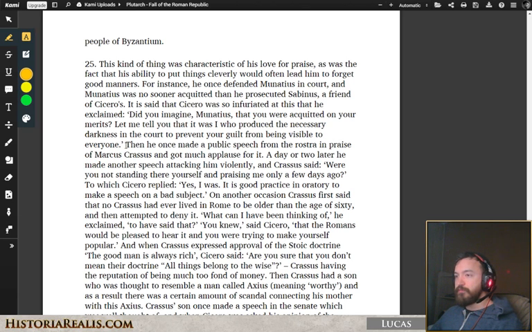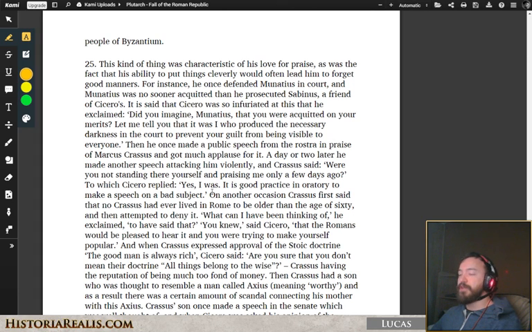Then he once made a public speech from the rostra in praise of Marcus Crassus and got much applause for it. A day or two later, he made another speech attacking him violently, and Crassus said, "Were you not standing there yourself and praising me only a few days ago?" To which Cicero replied, "Yes, I was. It is good practice in oratory to make a speech on a bad subject."